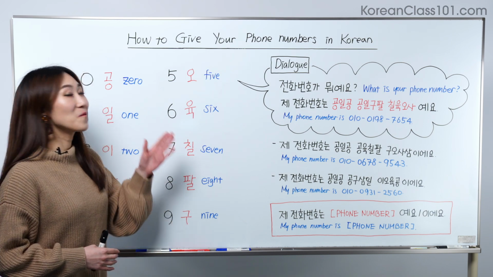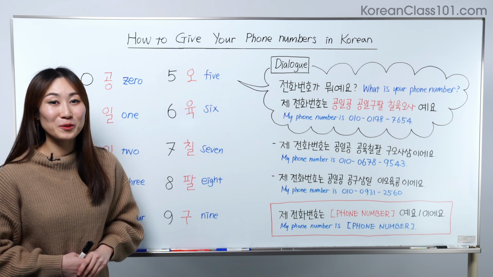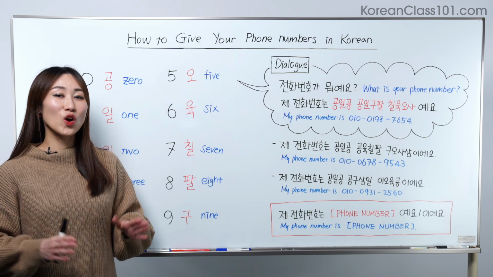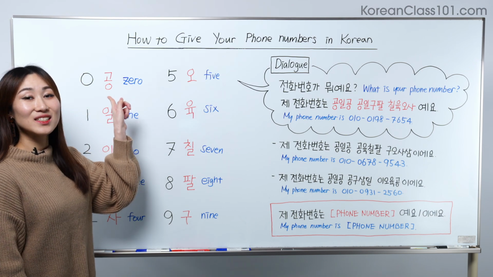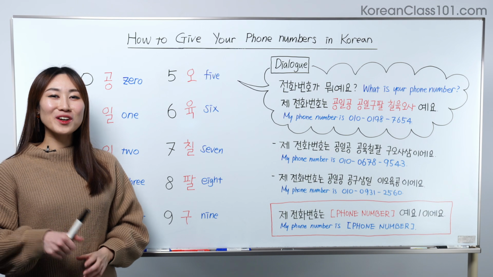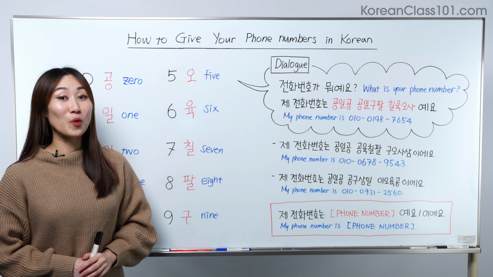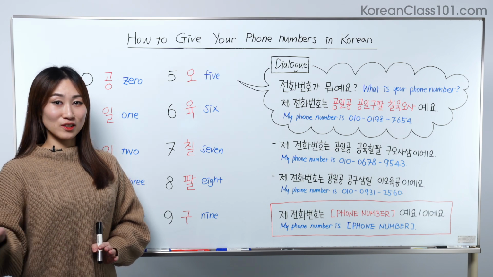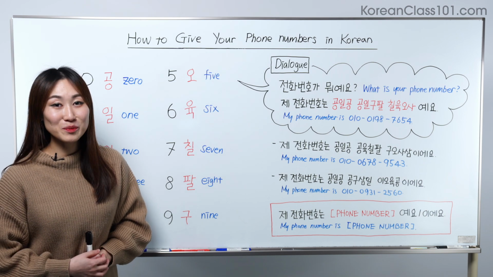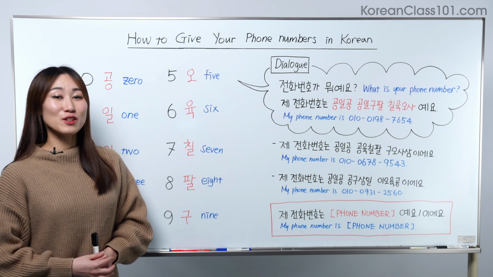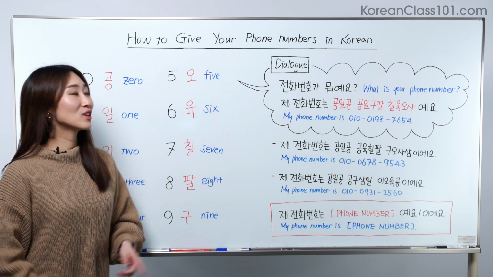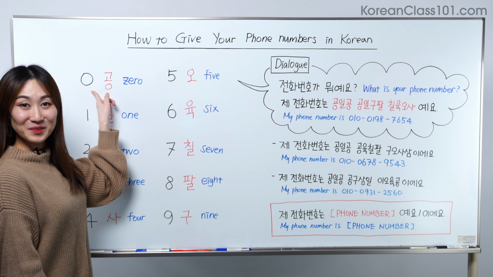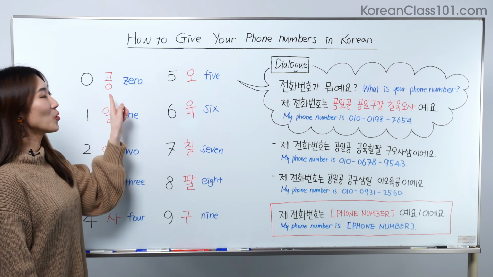Okay, so first we have 0. In Korean, it is 공. It means 0. Do you know 공 has another meaning, which is a ball? A ball used for soccer, baseball, basketball. So you use a ball, right? That is 공. That ball looks like 0. So it's 공 here.